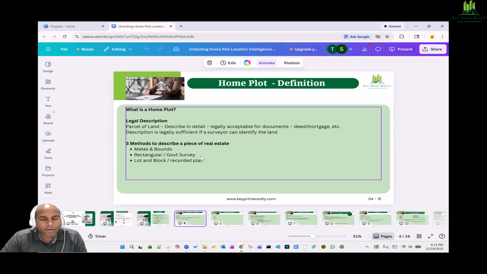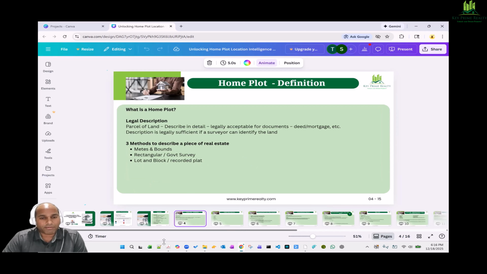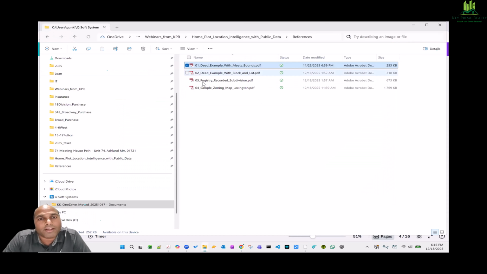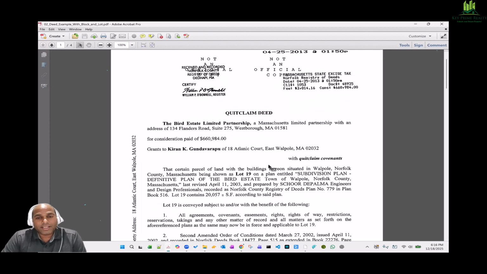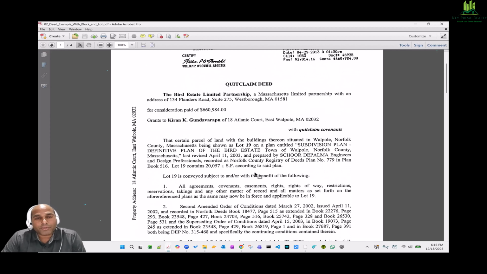Next is rectangular government survey. This one is usually done for the farmlands, so this is not really very important. But the third one is more important for us. It's a lot and block system, that's a recorded plat, it's called. Typically, if you take a subdivision, for instance, that is the other deed, the block and lot deed. So this is a deed that has the description using the block and plat.